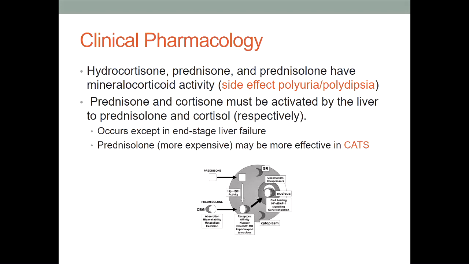Prednisone and cortisone need to be activated by the liver to prednisolone and cortisol respectively before they're active. That tends not to be a problem, except if you're in liver failure and you're not going to probably be using steroids on those animals anyway. We use prednisolone in cats because we feel like they absorb it better than prednisone.